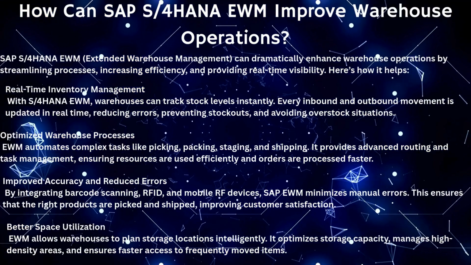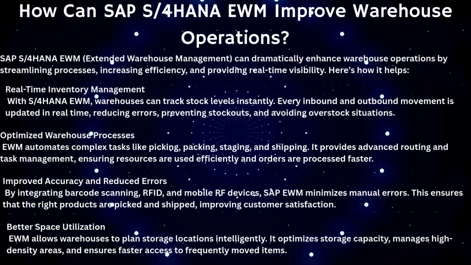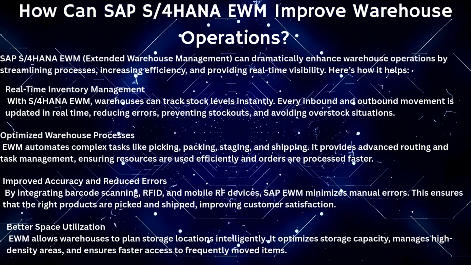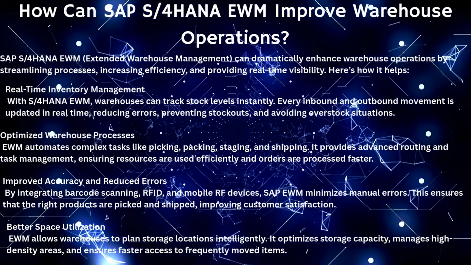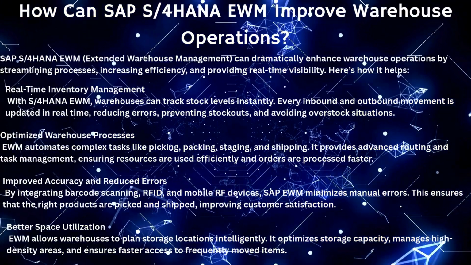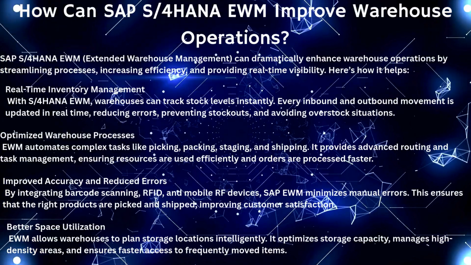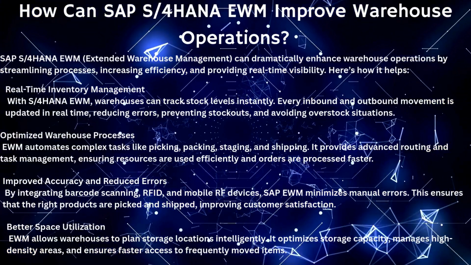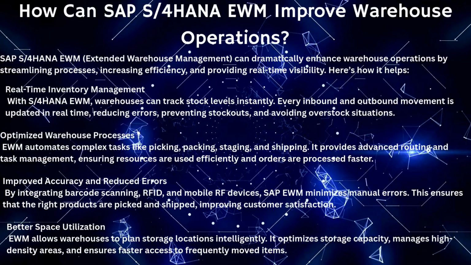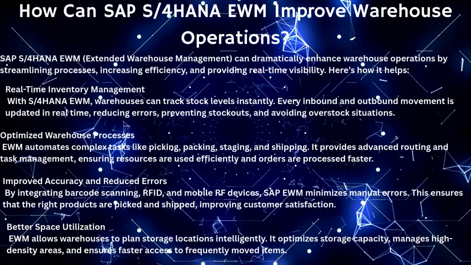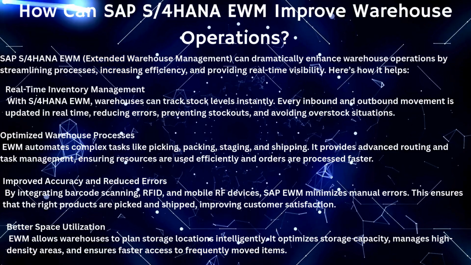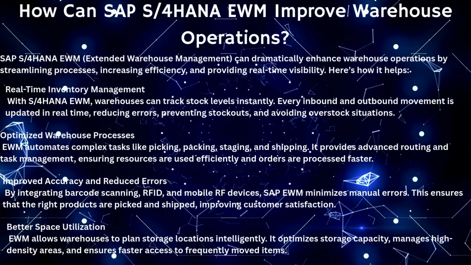Optimized warehouse processes. EWM automates complex tasks like picking, packing, staging, and shipping. It provides advanced routing and task management, ensuring resources are used efficiently and orders are processed faster. Improved accuracy and reduced errors. By integrating barcode scanning, RFID, and mobile RF devices, SAP EWM minimizes manual errors. This ensures that the right products are picked and shipped, improving customer satisfaction. Better space utilization. EWM allows warehouses to plan storage locations intelligently. It optimizes storage capacity, manages high-density areas, and ensures faster access to frequently moved items.